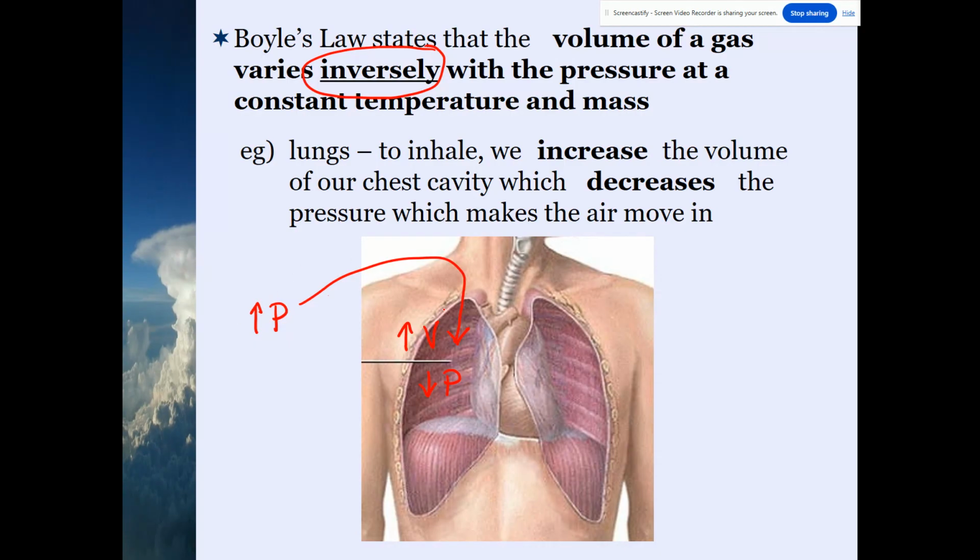Now, when I exhale, I decrease the volume in my lungs, which means the pressure goes up. So the atmospheric pressure is now lower. And again, gases always move from higher to lower pressure. So when you exhale, the gas goes out because of that pressure differential. When you inhale, the gases go in. So expanding and contracting the chest cavity is what allows the gases to move in and out.